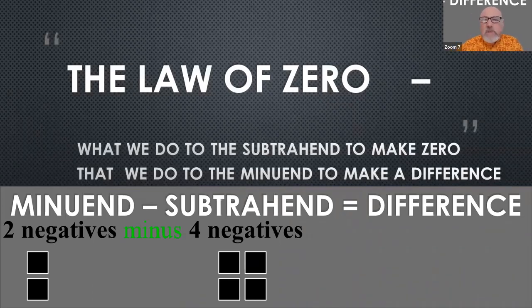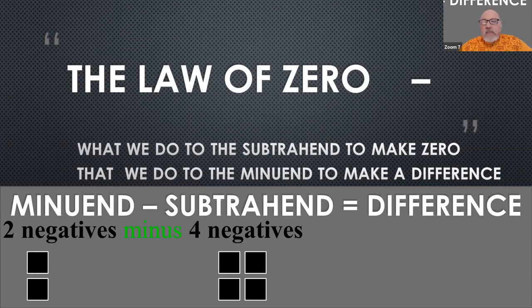Now, here's how we can use the law of 0 to make this quicker and more logical and more direct. The law of 0 is whatever we do to the subtrahend to make 0, we do to the minuend to make the difference. So here we've got 2 negatives minus 4 negatives. Well, we can't subtract the 4 negatives, but guess what? Whatever we do to the subtrahend to make it 0, that's what we do to the minuend.